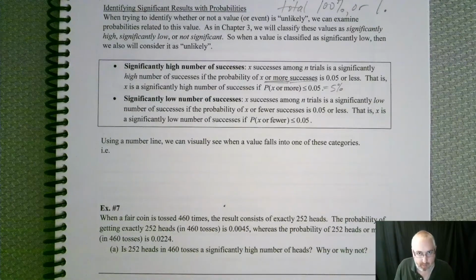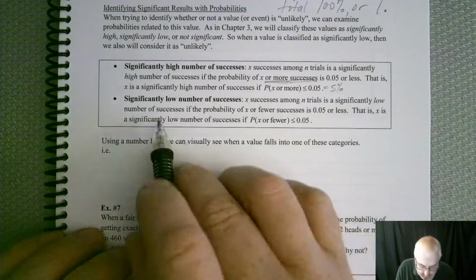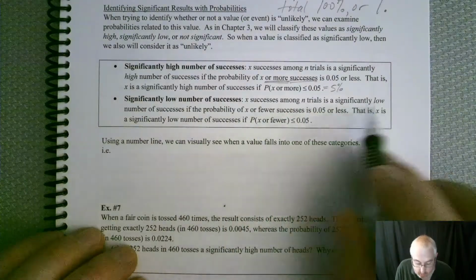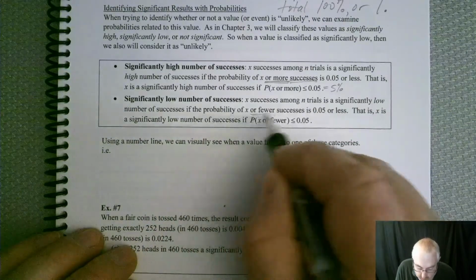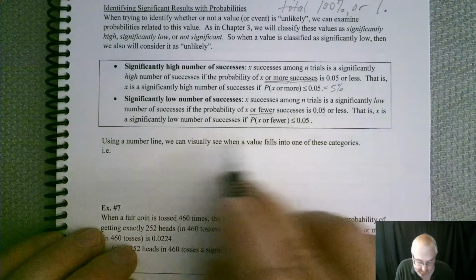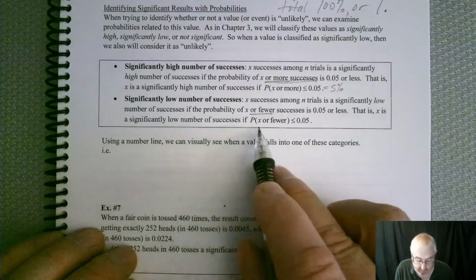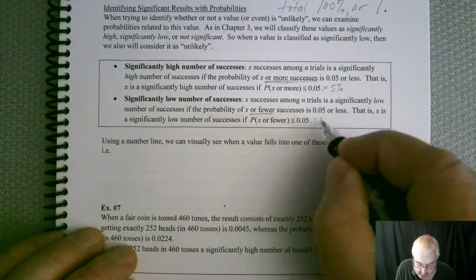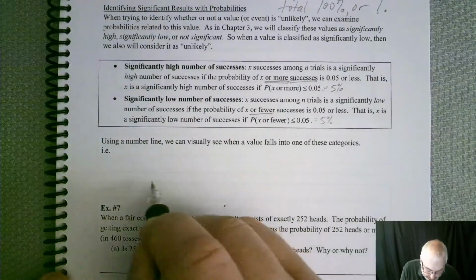Now, again, I'm throwing 5% out there, but what does it look like? What are you really talking about? I don't understand. Well, let me read the second one, and then I'll draw a picture. X successes among N trials is a significantly low number of successes if the probability of X or fewer successes is 0.05 or less. That is, X is a significantly low number of successes if the probability of X or fewer is less than or equal to 5%.